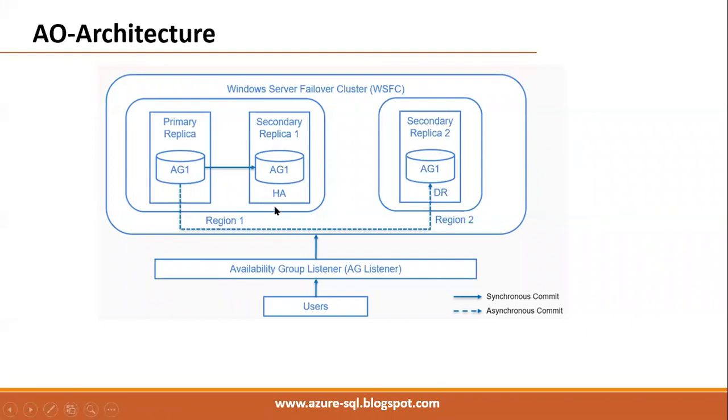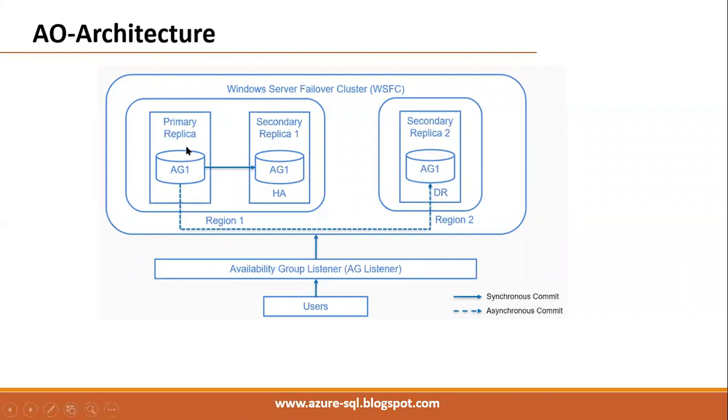We have two regions, region 1 and region 2. This is the Chennai region, this is the Mumbai region, for example, with different locations. Here we have two servers, primary and secondary. Two machines are there. On these machines we have the Windows Server operating system, and on top of the Windows operating system we have SQL Server software.